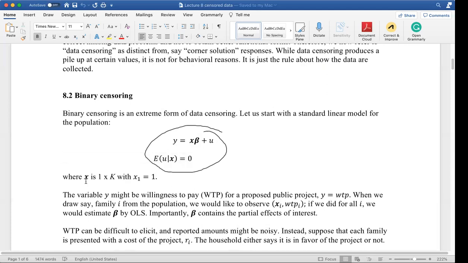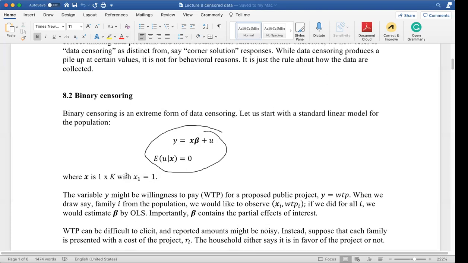So x here is 1 by K. X is a row vector. Therefore, this beta is a K by 1 vector, with the model having an intercept, so x of 1 is equal to 1.